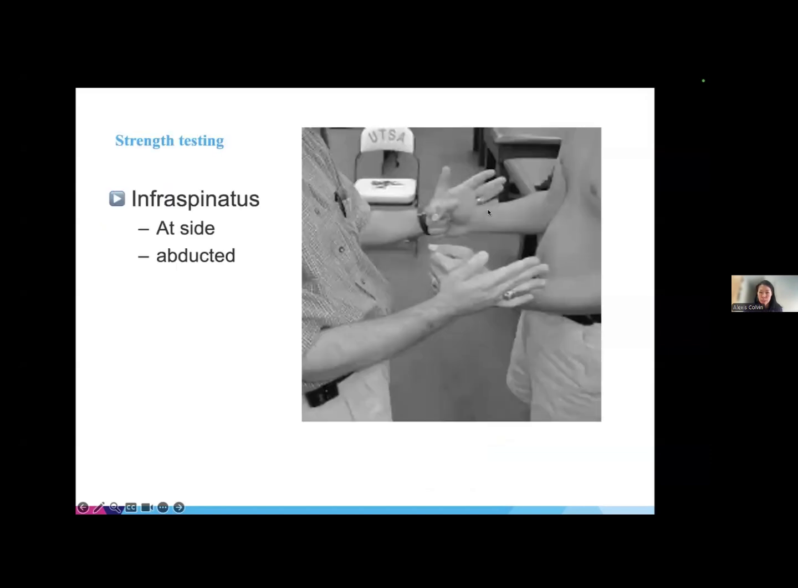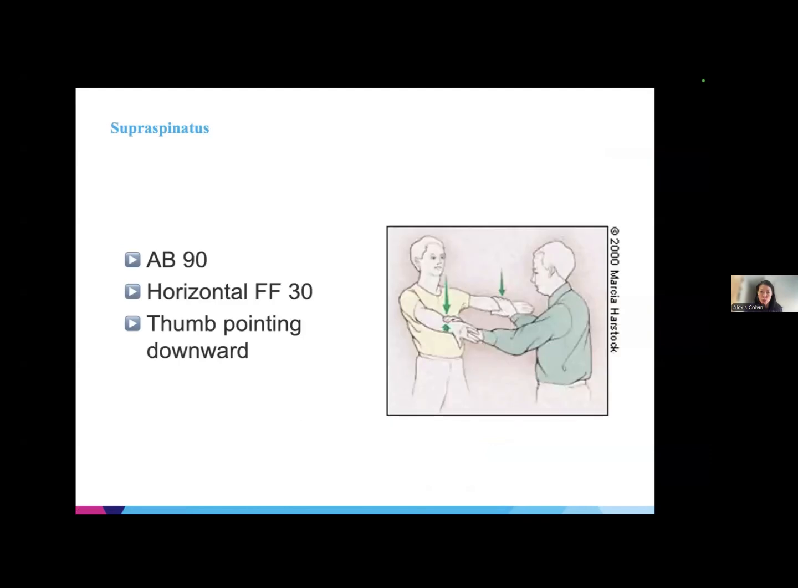The infraspinatus, you can have their arm down at their side with their elbow bent to 90 degrees, and then ask them to push out against you. And supraspinatus testing is with, so the person in the yellow is getting tested. Their arm is up at 90 degrees, and they're turning their thumb down, and then you ask them to push up to the ceiling while you're trying to push down.